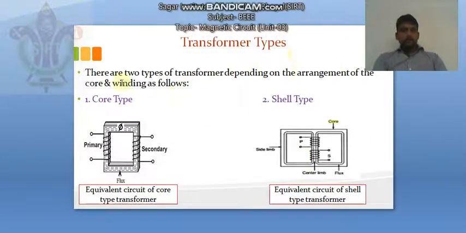Types of transformer. There are two types of transformer depending on the arrangement of the core and winding. First one is core type, second one is shell type. This is the equivalent circuit of core type transformer and this is the equivalent circuit of shell type transformer. In core type transformer, at the outer limb we have one primary winding and in the other outer limb of that core we have also a secondary winding. But in shell type, in the center limb we have primary as well as secondary winding both wound on the same limb.